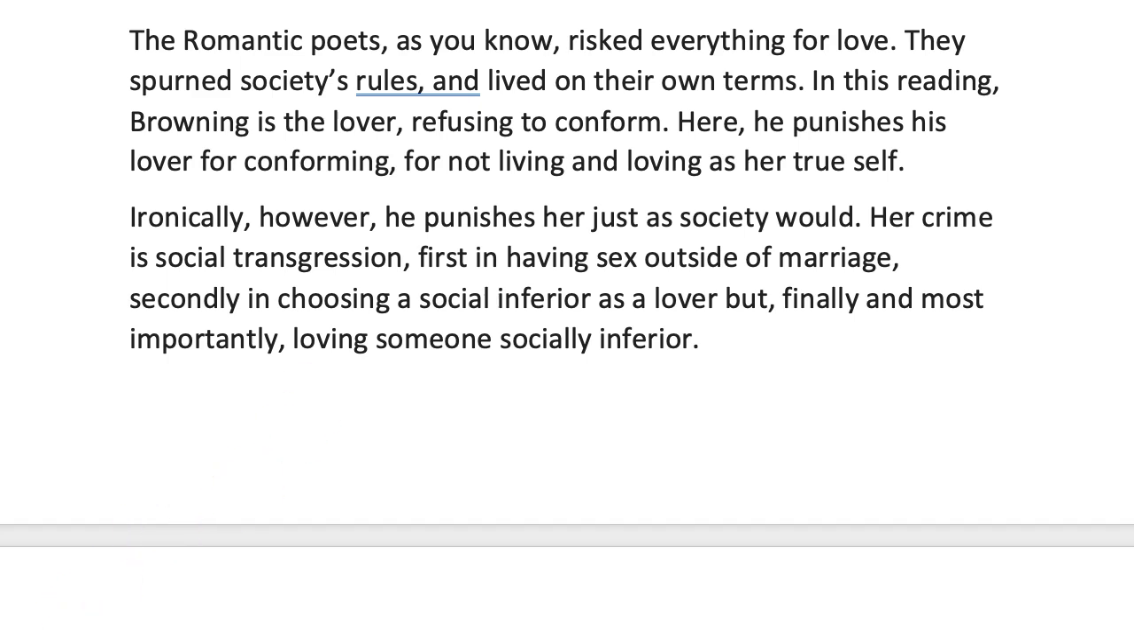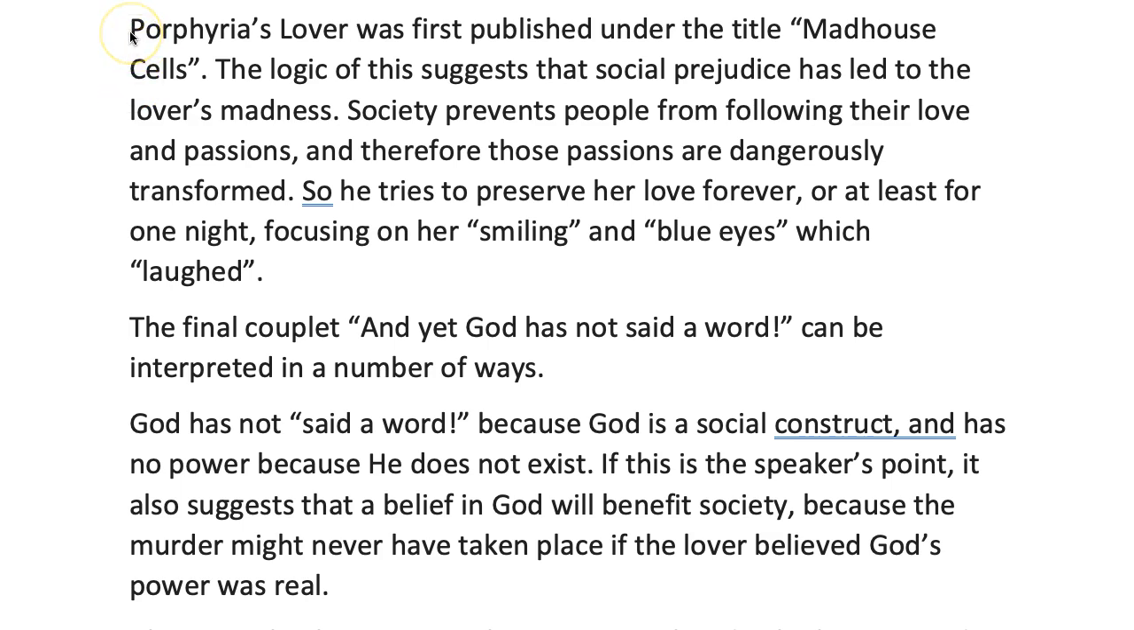It kills their love. Okay, now I'm going to give you some grade 7, 8 and 9 context. Porphyria's Lover was first published under the title Madhouse Cells. Now, the logic of this suggests that social prejudice has led to the lover's madness. Okay, so that was the first way that Browning interpreted his own poem. Society prevents people from following their love and passions, and therefore those passions are dangerously transformed. In other words, the poet Browning is blaming society for producing this madness in the lover because he's not allowed to love the woman who he loves and she's not allowed to love him.